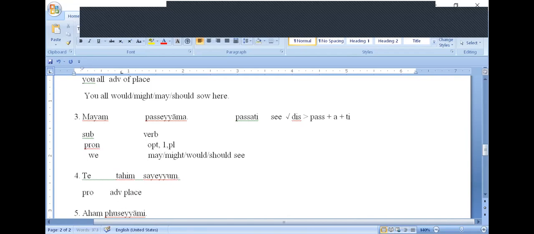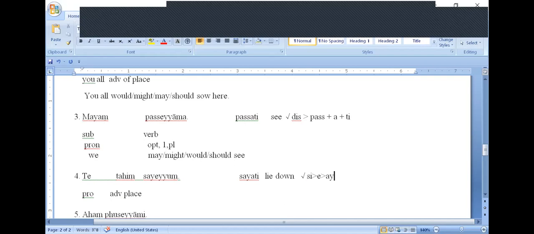So sayayum, the present verb is sayati. Okay, sayati. Can you tell me the meaning of sayati? Lie down. Okay, lie down. This is lesson one and lesson two. What's the root? Si, S-I. I think last time I asked, the root si becomes, changes to saya.